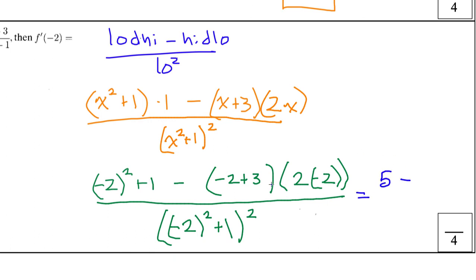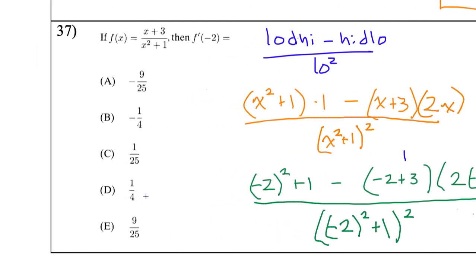Minus. All right. I have negative 2 plus 3 is 1. So this is just 1 times whatever this is. 2 times negative 2 is negative 4, so negative 4. I have a double negative. That's probably the most confused step here. This entire thing was negative 4, so minus a negative 4. All divided by negative 2 squared is 4. 4 plus 1 is 5. 5 squared is 25. The answer is 9 over 25. The correct answer is E.